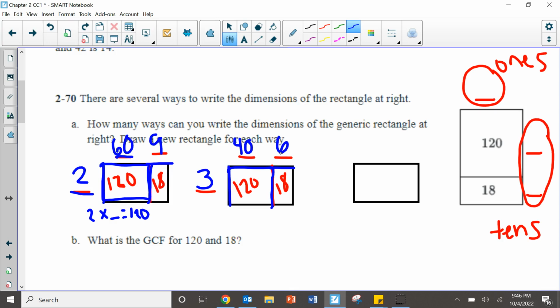So 2 is a common factor of 120 and 18. 3 is a common factor of 120 and 18. Find one more number that goes into both 120 and 18, and see if you can solve for this last generic rectangle. So go ahead and pause and see if you can figure that out.